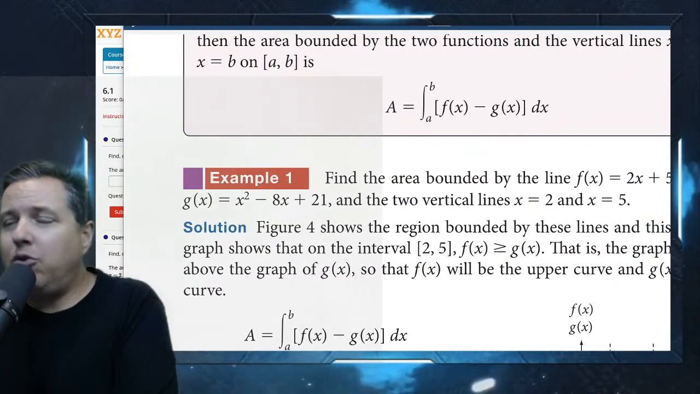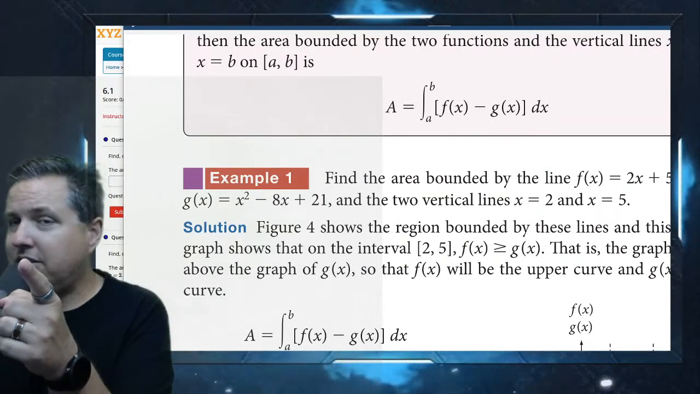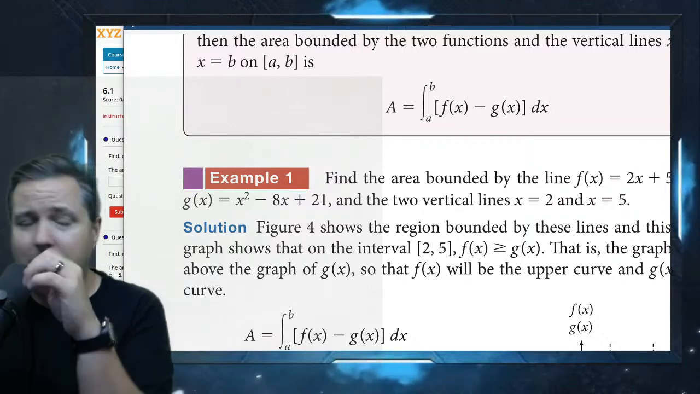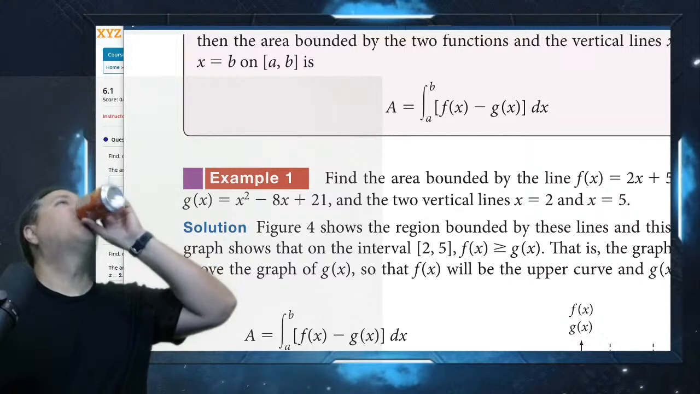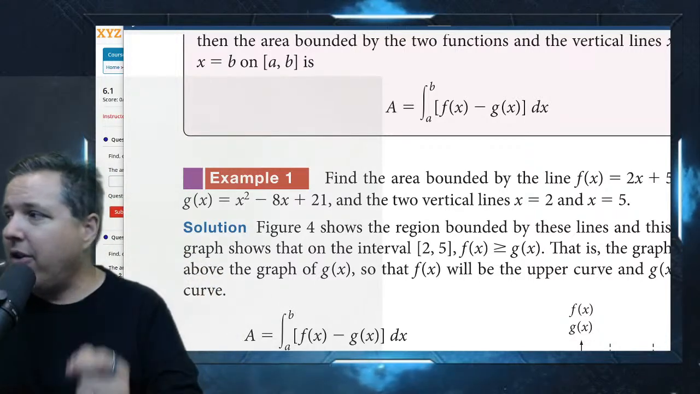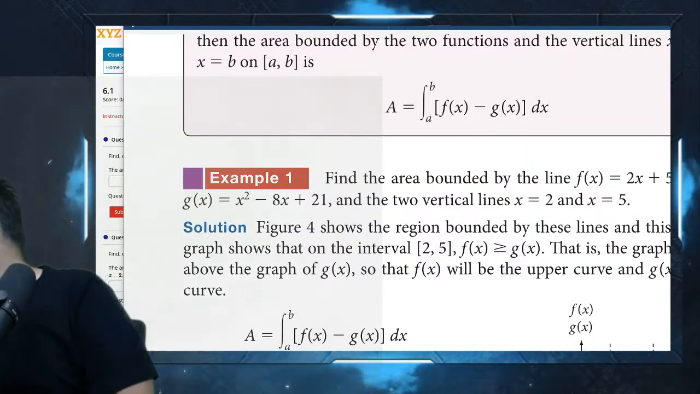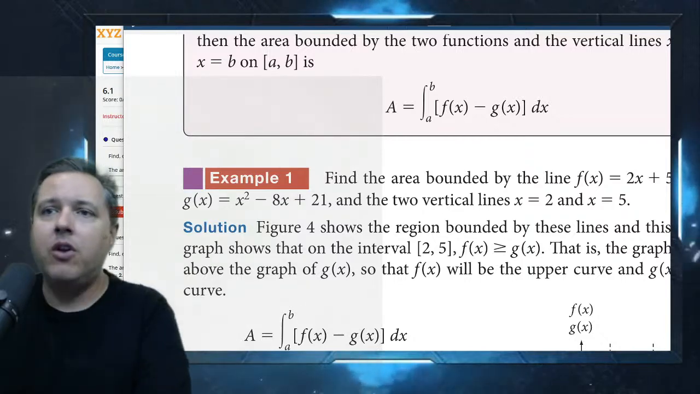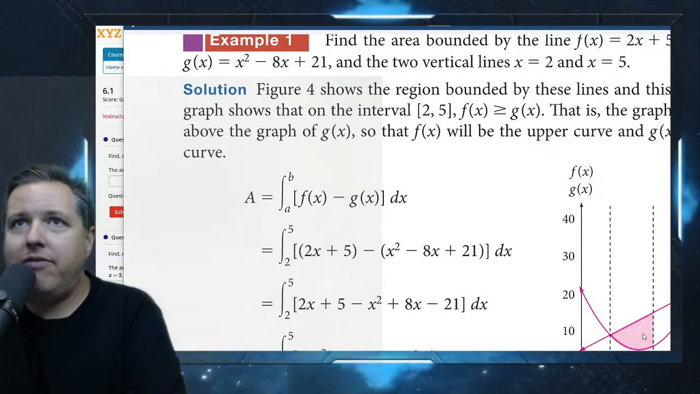So I want to be specific here. You do have a problem like this on the final. You have a problem that gives you two functions. It says find the area between these two functions. So they kind of have the picture here, right? So they have you going from 2 to 5, right?